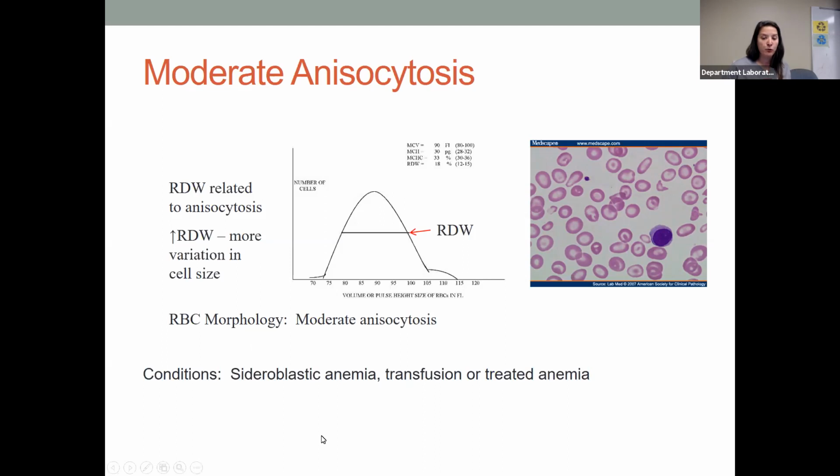An example of that would be following a transfusion or after treatment of iron deficiency anemia, or maybe even megaloblastic anemia too.